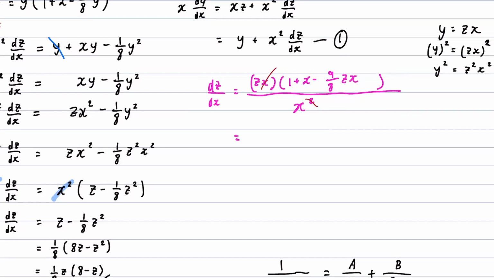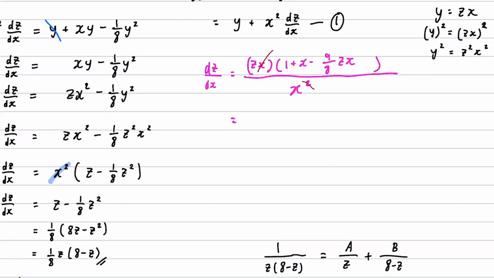zx times 1, zx times x is zx squared, zx times negative 9/8 zx, you get negative 9/8 z squared x squared over x squared. Okay, good. Then you cancel one copy of x, so you get z plus zx minus 9/8 z squared x over x. Then you're on the right track actually. So continue. What happens when you have a plus b plus c over d? You can always split it up as a over d plus b over d plus c over d.